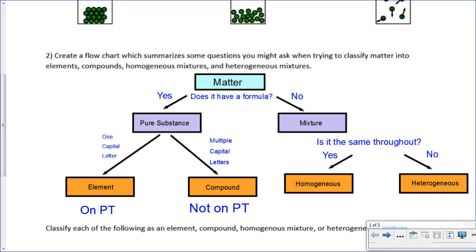On the mixture side of things, you ask yourself, is this the same throughout? If it's the same throughout, then that means it's homogeneous. If it's not the same throughout, it's heterogeneous. As one thing here that you have to remember, homogeneous includes all alloys, and heterogeneous includes all colloids. All right, so you need to know that all alloys are homogeneous and all colloids are heterogeneous.